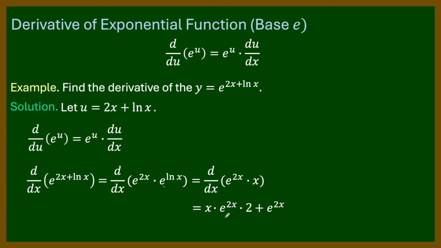Observe that for each term, e to the 2x is present. We can factor out e to the 2x. So we have e to the 2x times the remaining terms, 2x plus 1. And this is your final answer.